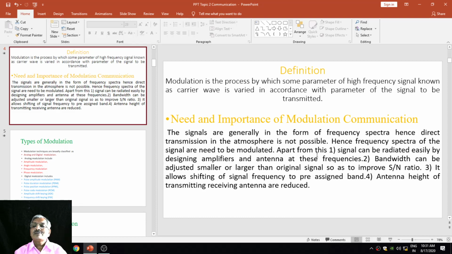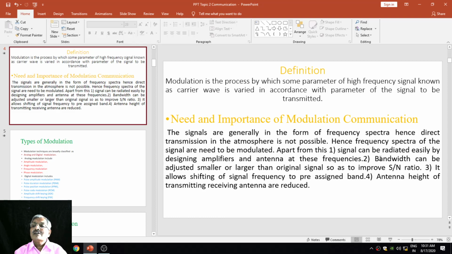Apart from this, after modulation, the signal can be radiated easily by designing suitable amplifiers and antennas at this frequency. This means that designing of amplifiers and antennas becomes easy if the signal is modulated.